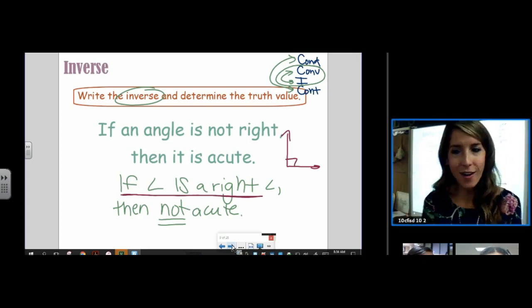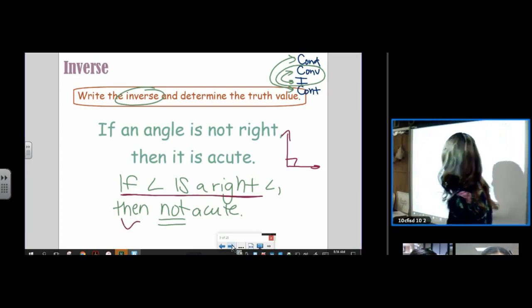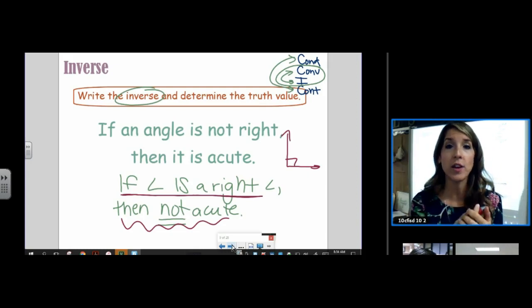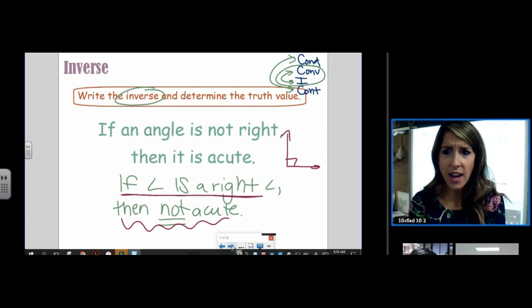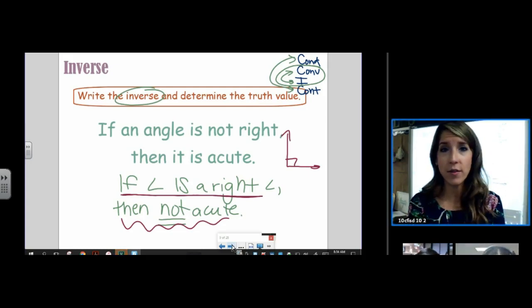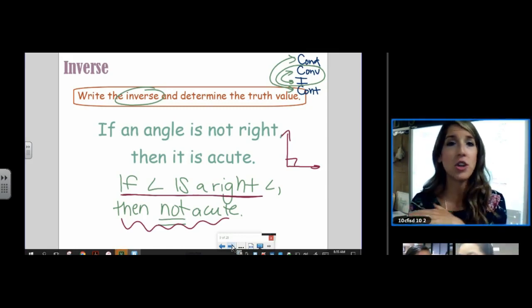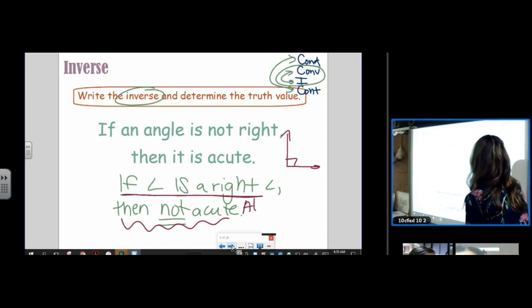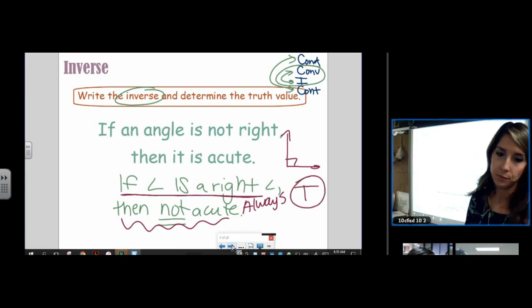Now what you can argue is whether this is true or false. So if we have an angle and it is a right angle, do you agree or disagree? It is not acute. Well, I agree. That angle is not acute. There's no right angle in the universe that is acute. So we're saying the conclusion is always true. It's always not acute. And so the truth value would be true.